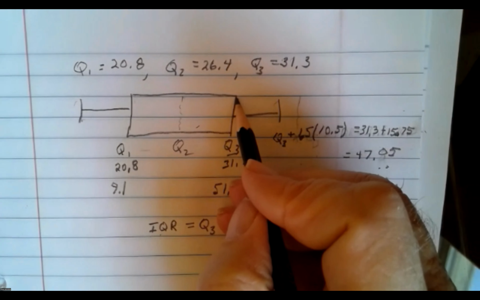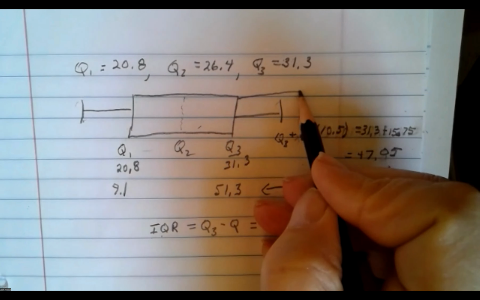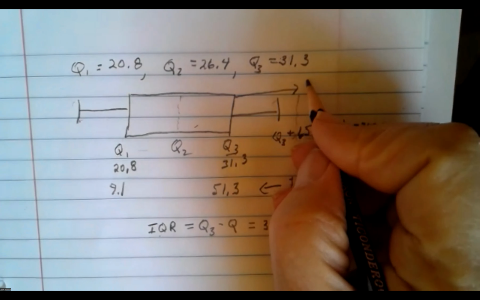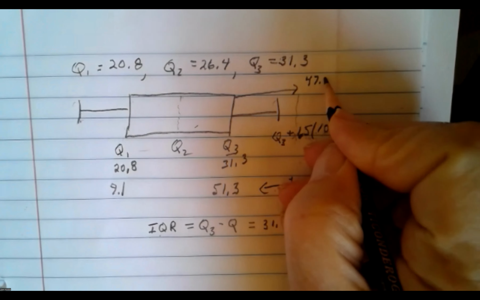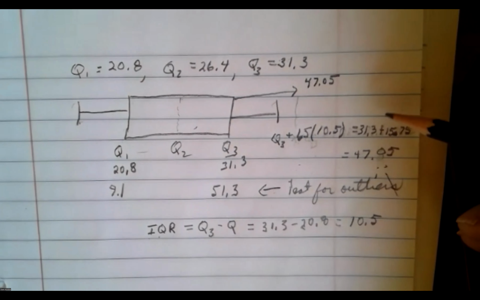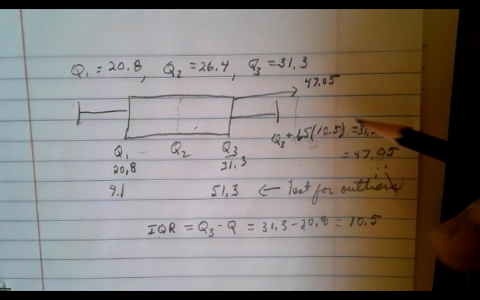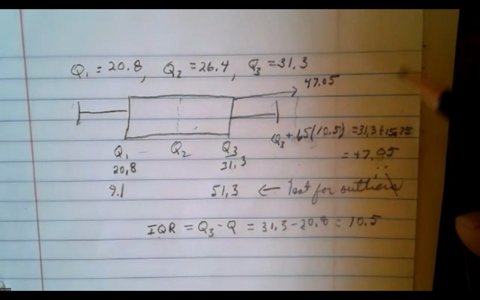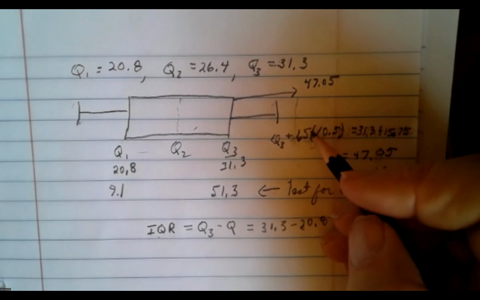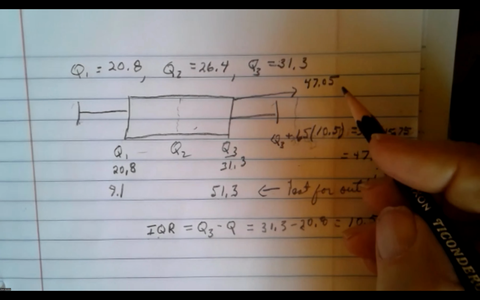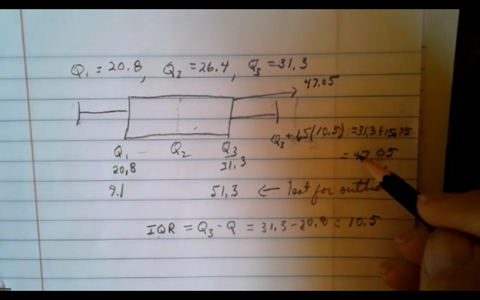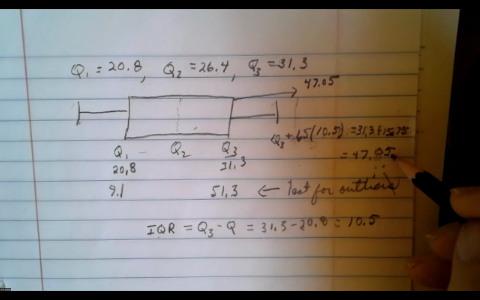So anything larger than 47.05 is an outlier on this upper end. So you take Q3 and you add 1.5 times IQR, and that gives us 47.05.